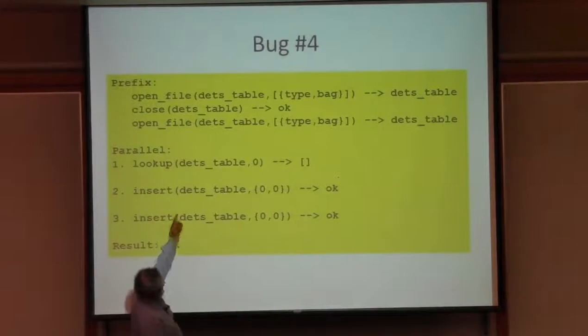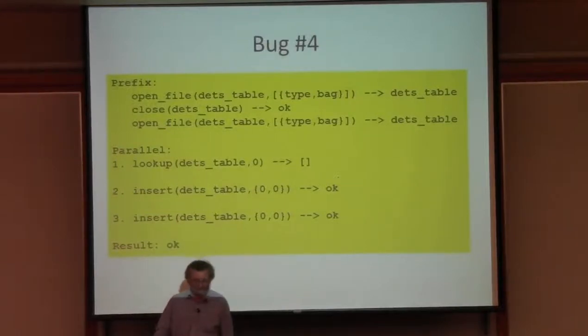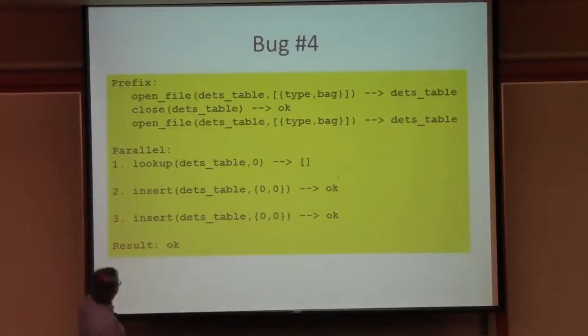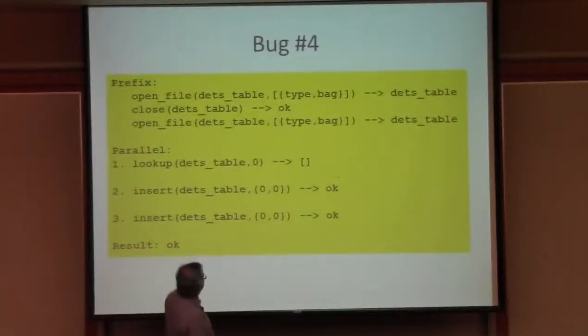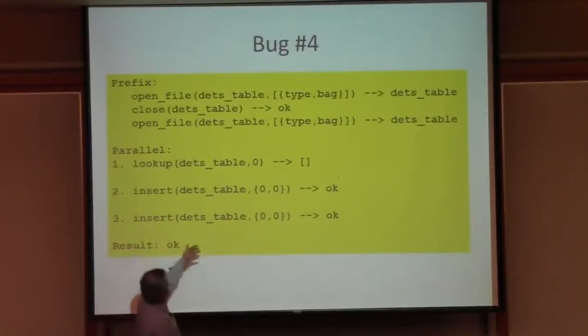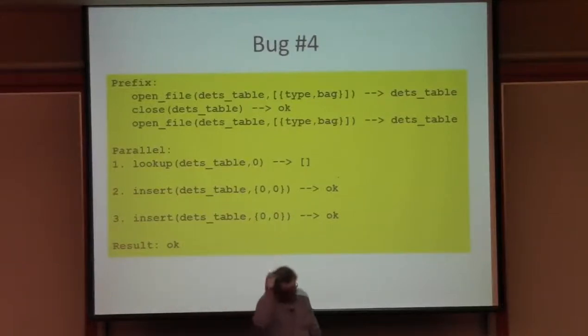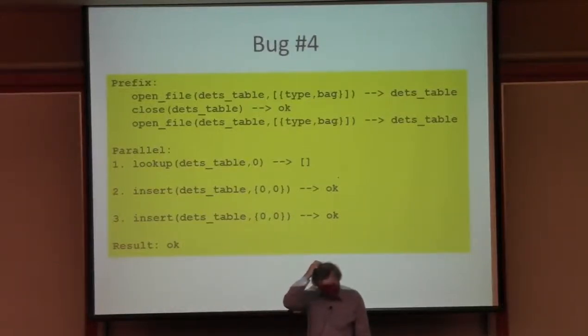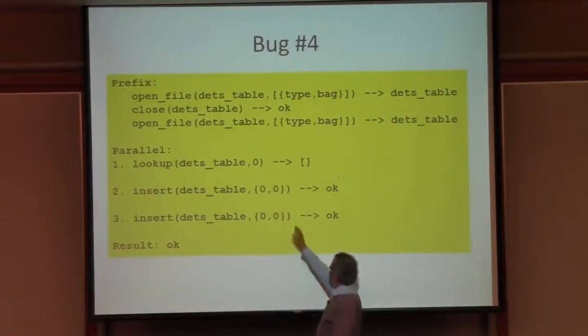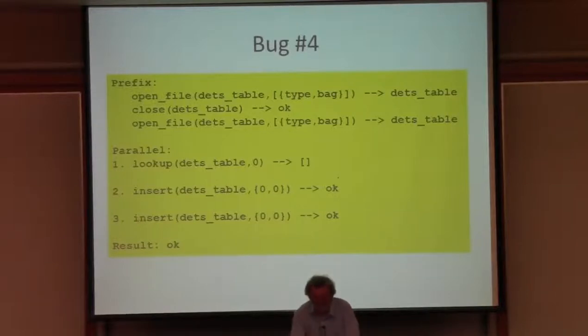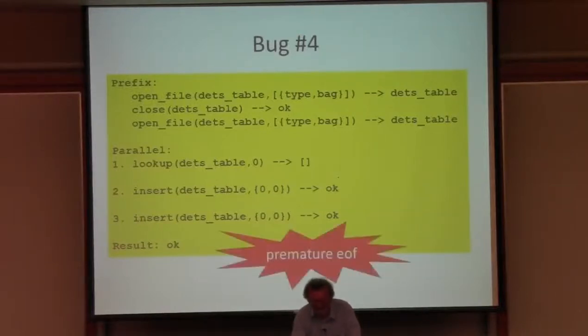So in the prefix, you open the file, you close it again, you open it again, and then you do three things in parallel. You look up the key 0 in the table. Well, it's not there, that's all right. You insert 0, 0, and you insert 0, 0 again. So 2 insertions and 1 lookup. And the result is okay. All of these return values are consistent with the spec. But when we checked for corruption, I got a premature end of file.